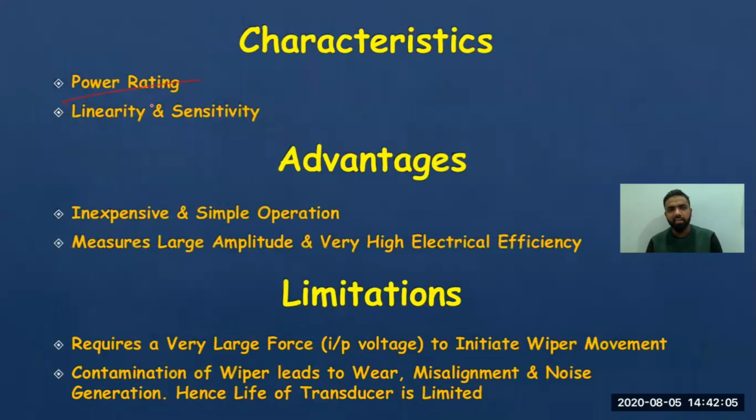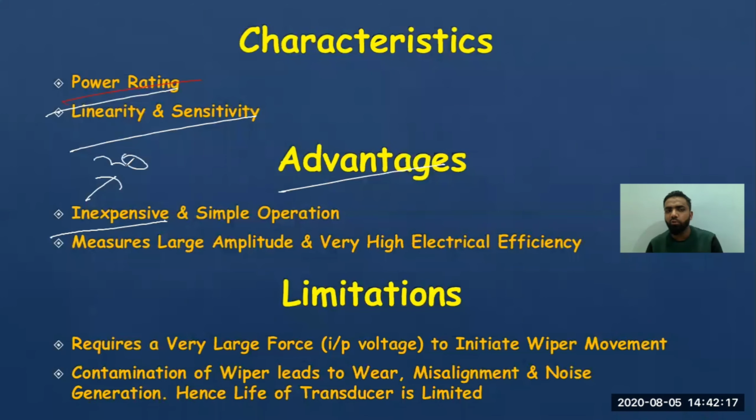What are the characteristics? We have already seen the characteristics. One of the characteristics is power rating. Another characteristic is linearity and sensitivity. What is the advantage? It is very cheap. You will even get the potentiometer of your choice at 300 rupees.